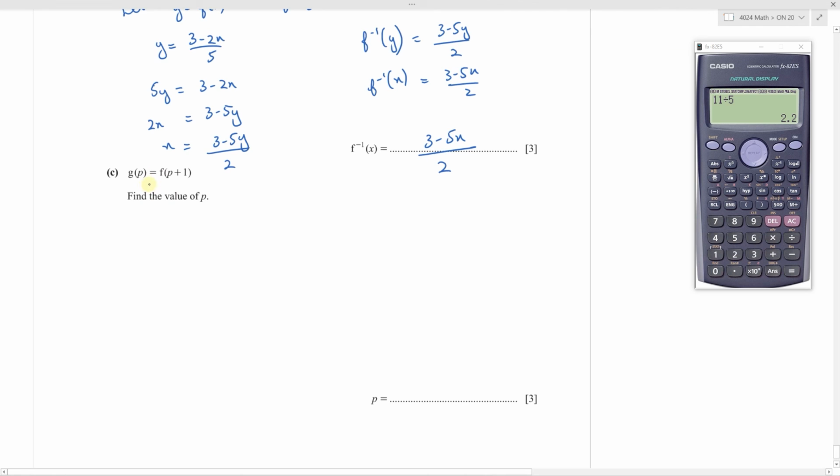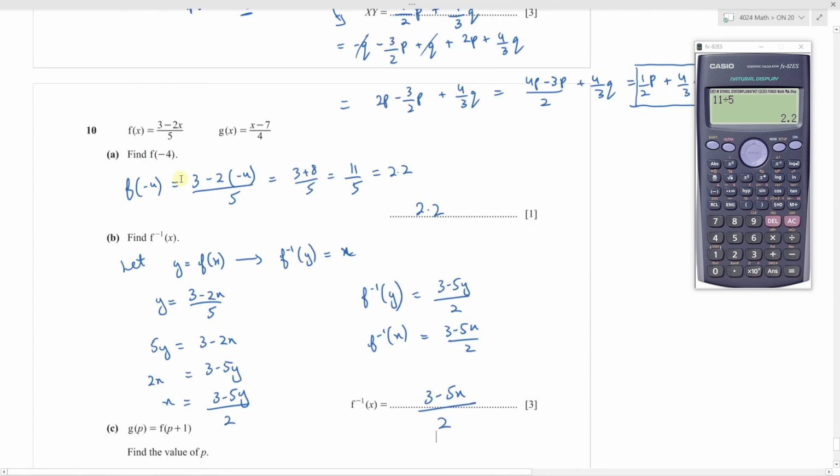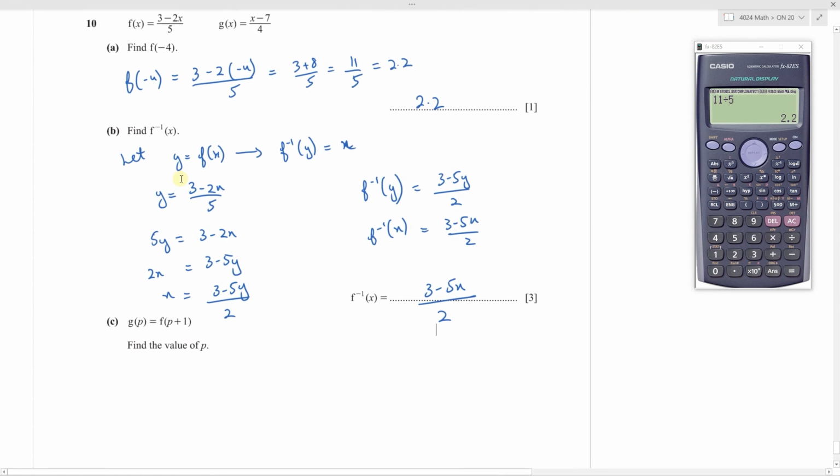Part C is g of p equals f of p plus 1. So g of p is, I'm given here g of x is x minus 7 over 4. So g of p will be, I'll simply substitute p here. So p minus 7 over 4. And what will be f of p plus 1? F of p plus 1 will be, I'll substitute p plus 1 in place of x. So 3 minus 2 into p plus 1 over 5. So this will be 3 minus 2p minus 2 over 5. 3 minus 2 is 1. So this will be 1 minus 2p over 5.